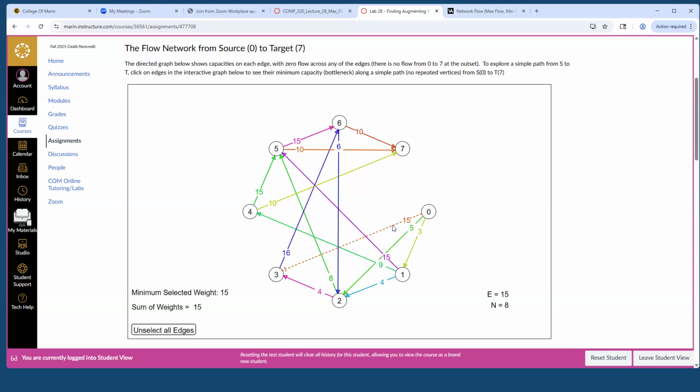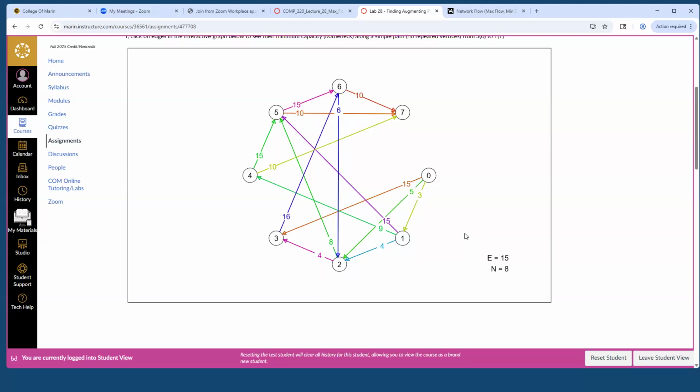So 0 to 3, that's a 15. 3 to 6 is a 16. And 6 to 7 is a 10. But the minimum along that is a 10, right? So that's this edge from 6 to 7. That would be one augmenting path with a minimum bottleneck of 10. So you can use this graph interactively or just use pencil and paper or your brains to find all of the augmenting paths.